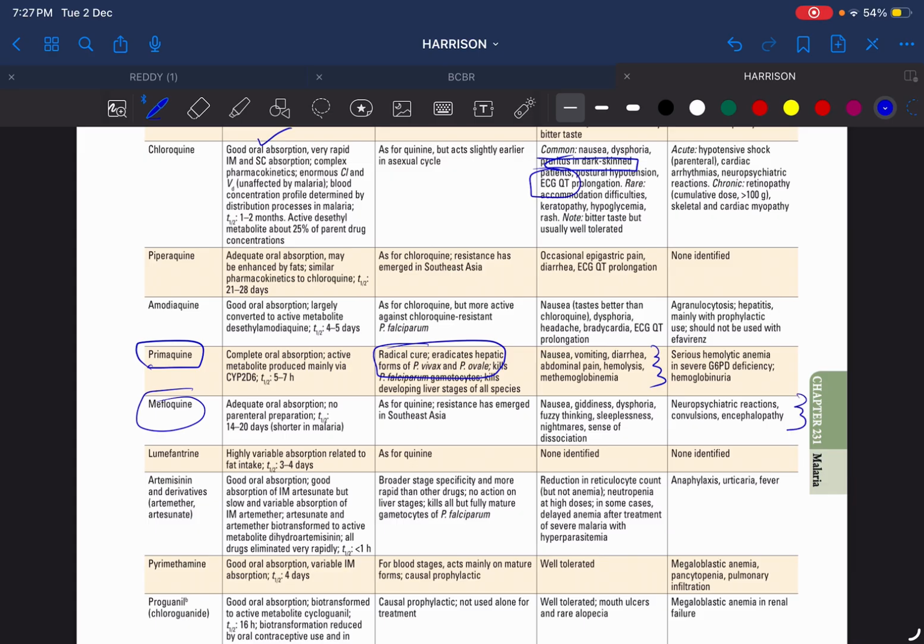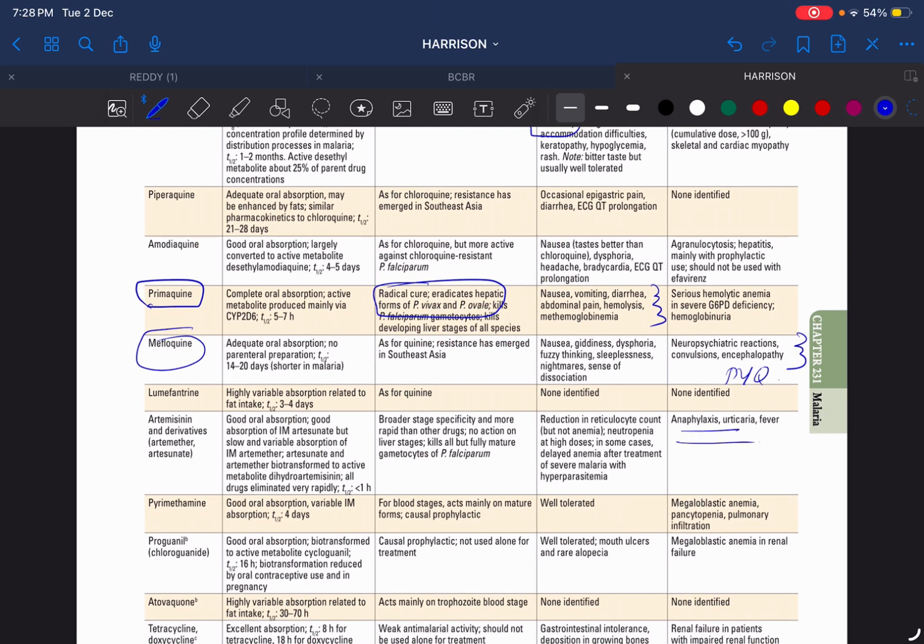Remember, again it's a PYQ. Which of the following drugs causes neuropsychiatric manifestations, convulsions and encephalopathy? It is mefloquine. Okay, yes. Then acute hypotensive shock. Then bullseye retinopathy, again it is associated with chloroquine. Then artemisinin derivatives, anaphylaxis, it causes.